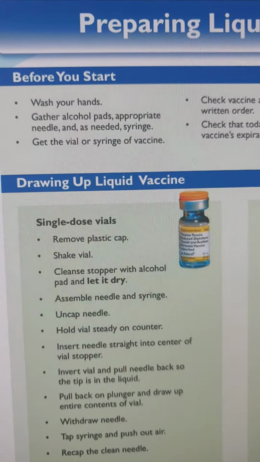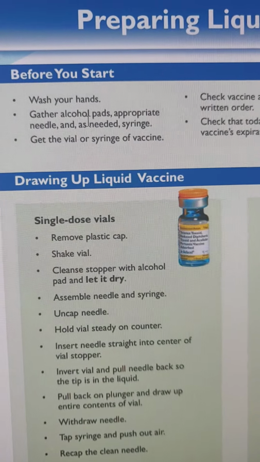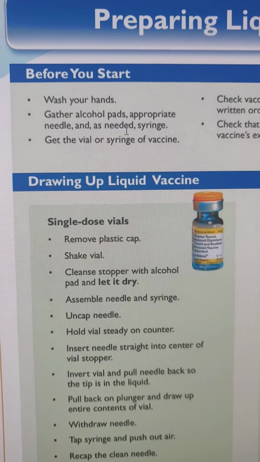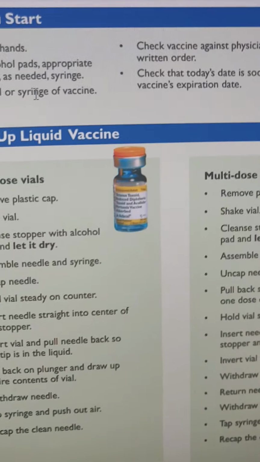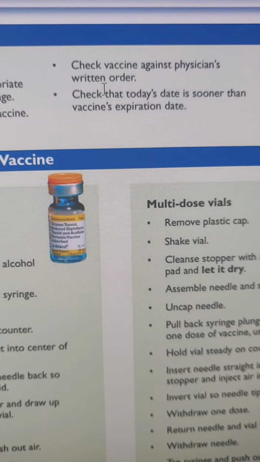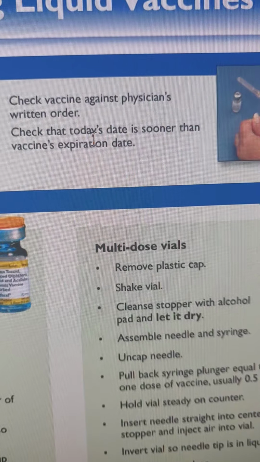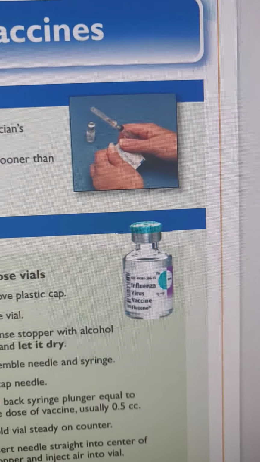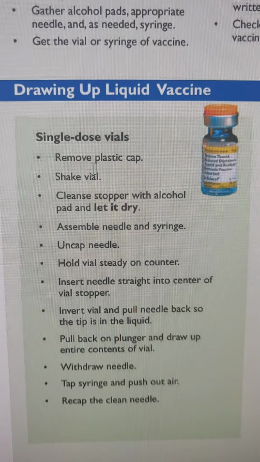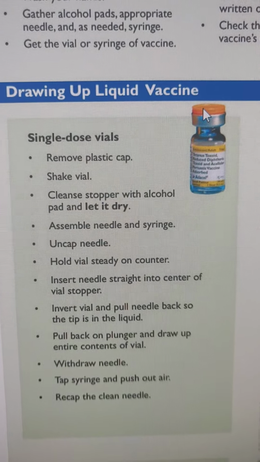Okay, here it is. Before you start, wash your hands, get your alcohol pad, get your needle, get your syringe, get the vial or syringe vaccine. Check the vaccine against the physician's written order. Check that today's date is sooner than the vaccine expiration date. If you've got a liquid vaccine, remove the plastic cap. This one, the orange one.